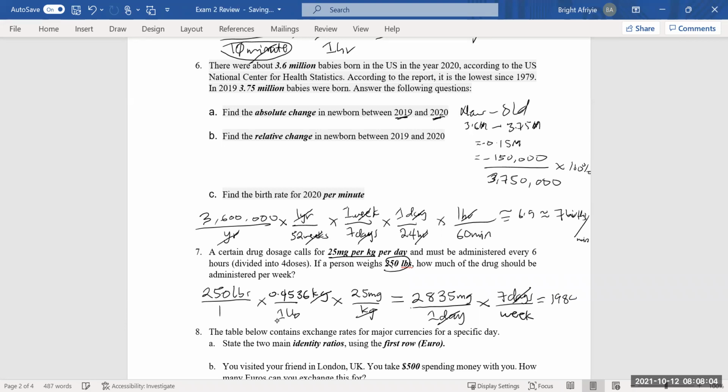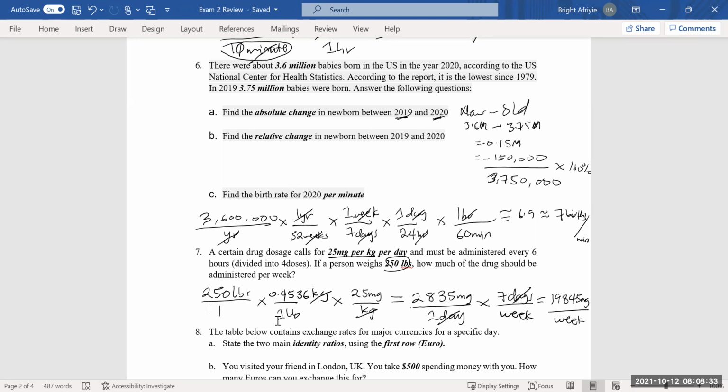19845 milligrams per week. All right, so that's how much of the medication needs to be administered per week. Is that good? All right, so that's basically how you find that.